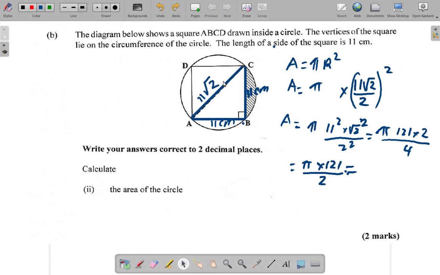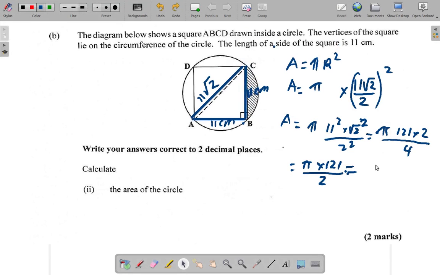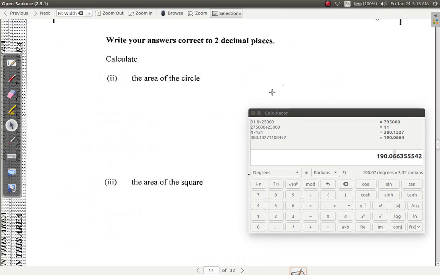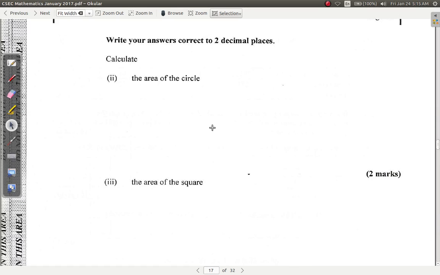So what we have is 190.07, and it's in centimeter squared. Always remember to write down the units. Alright, now let's see what else they're asking for.